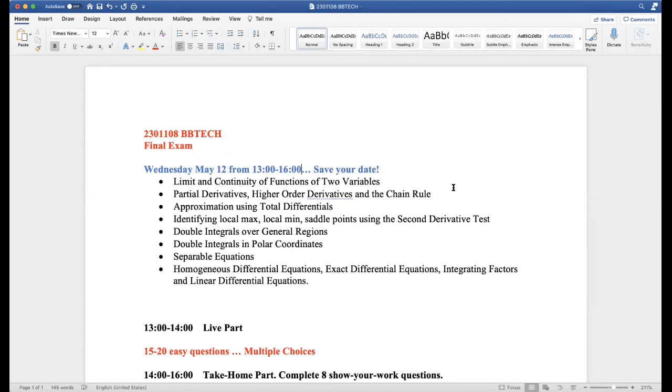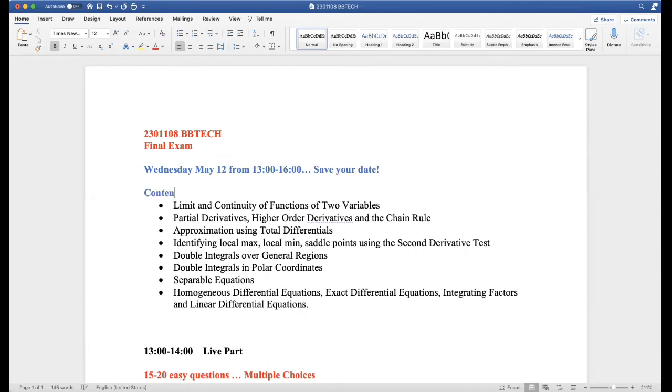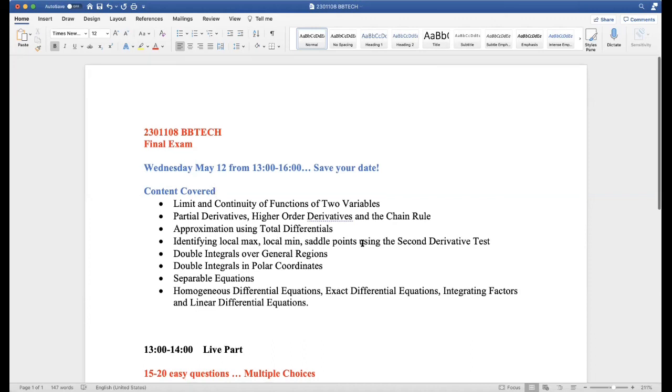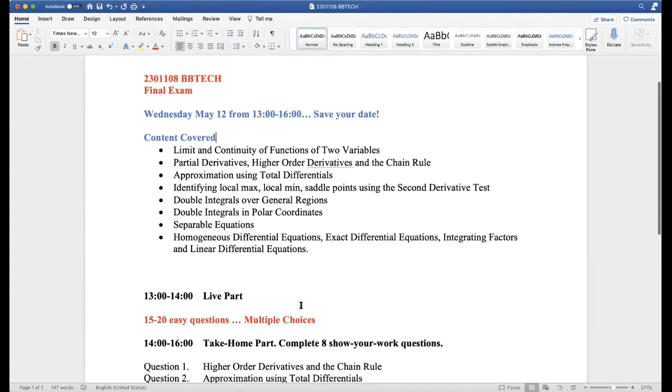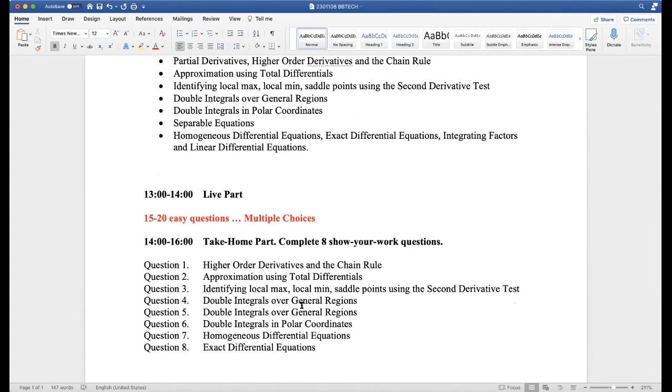Basically, this is the content that will be covered on the exam. Limit and continuity, partial derivative, higher order derivative, the chain rule, how to approximate the function using differential, how to identify local max and min by using the second derivative test, double integral over general region, double integral over polar coordinates, separable equation, homogeneous equation, exact differential equation, integrating factors, and linear differential equation.